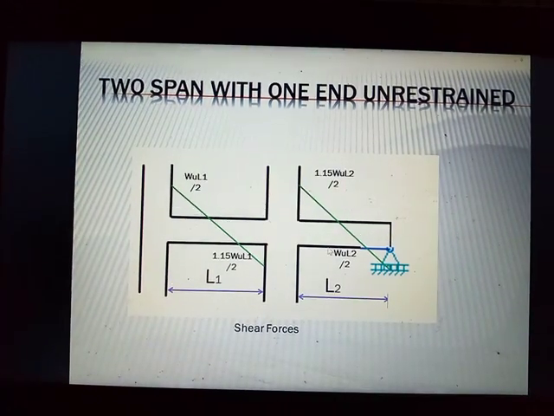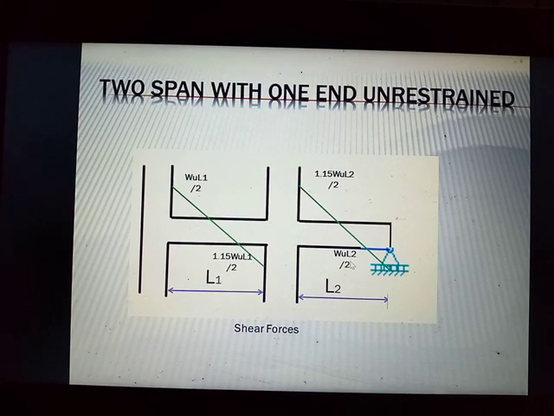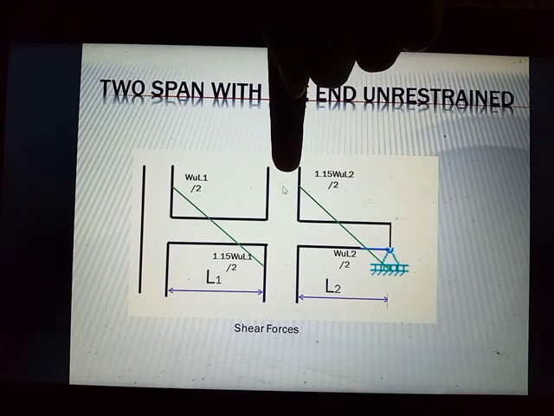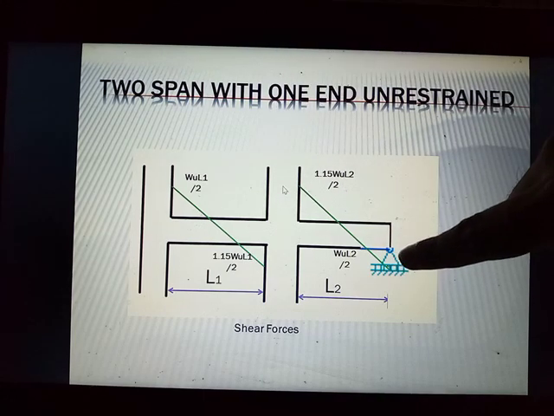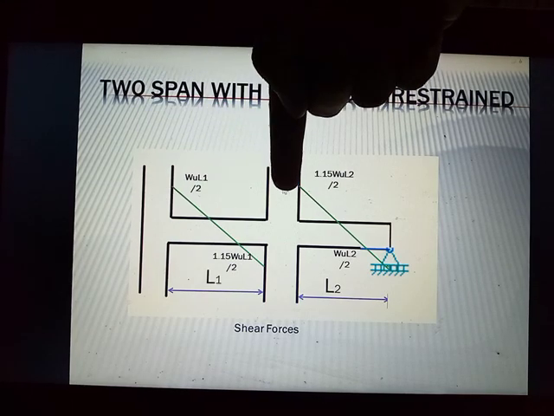Okay, so the same rule will apply. Only the moment is rigid, relatively difficult to use, but for computations of shear forces, the same rule will apply. You only look for the first interior support, since this is a support, although it is unrestrained, and this is your exterior support, so this is your interior support.